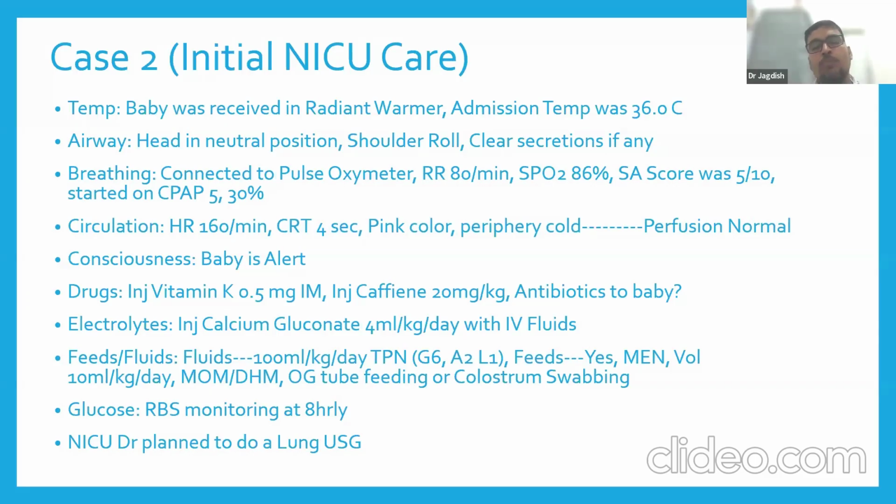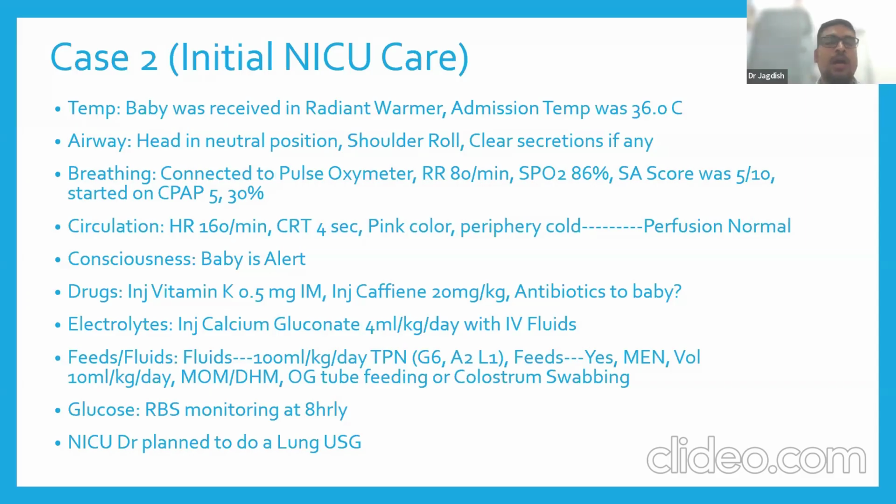Again, it should be mother's own milk. It should be human milk, no formula, no cow's milk, nothing. It should be mother's own milk, and the mode should be OG tube, hourly feeding. And if mother's own milk is not available, then we can go for colostrum swabbing over the mouth also. So always in our unit, we take consent from the mother before we give donor human milk to the newborn baby. Again, we planned glucose RBS monitoring 8 hourly because we have started IV fluids for this baby.